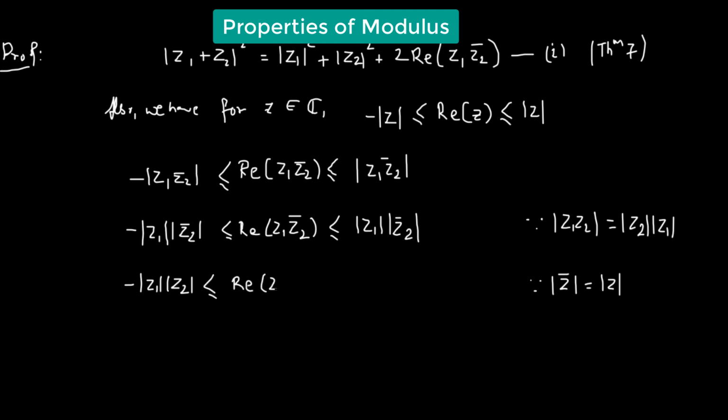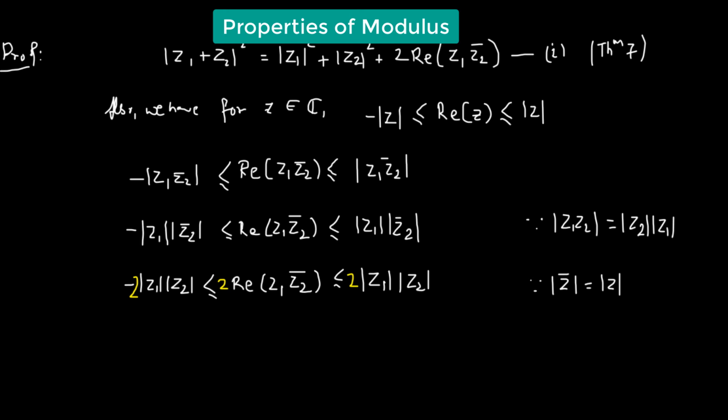So we have the real part of z1 times z2 bar is less than or equal to the absolute value of z1 multiplied by the absolute value of z2. Now we are going to multiply throughout by 2. This 2 being a positive real number, the sign of the inequality will not be affected.